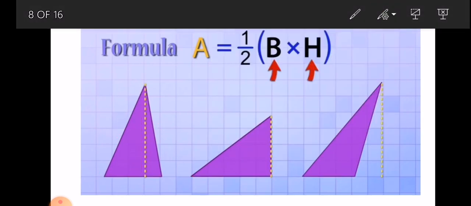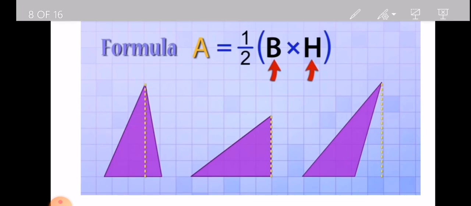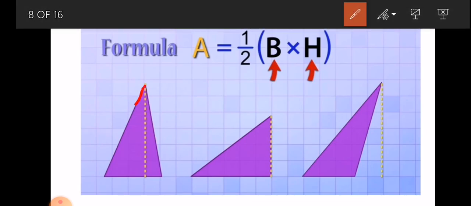I want to ask you a question. Can I consider this one the base? It's okay, no problem. But in this case, where is my height? Where is the point which is in front of the base? Here it is. This one. So I will match it with the base to be perpendicular to it. So here will be the height.